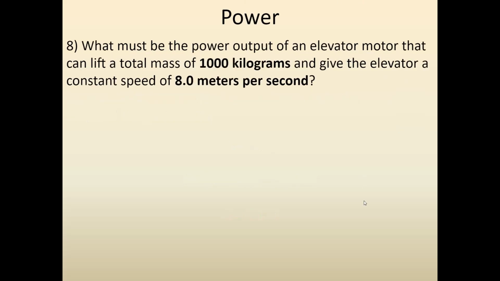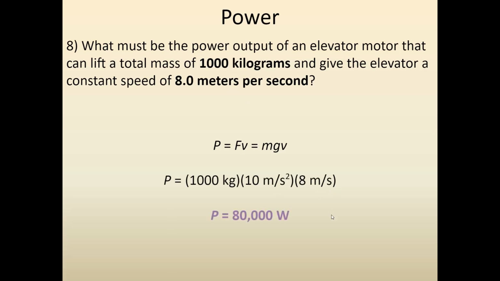Here's the next question. Pause the video and go for a second. All right, again, just plug and chug. Because they're giving us a speed, we're going to use the speed version. Power equals force times velocity. The force here, because we're lifting the object up, is going to be equal to the weight of the object, where we're balancing the force of gravity. So it's going to be 1,000 times 10, and then times that by the 8 meters per second, and we end up getting 80,000 watts.